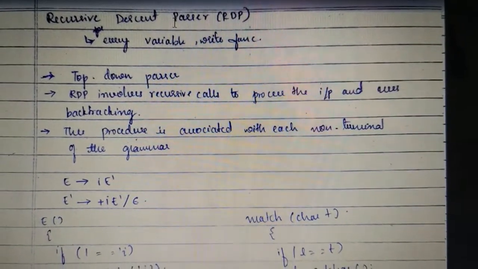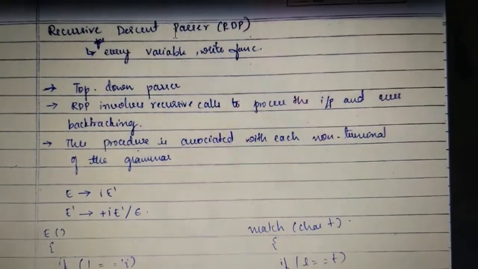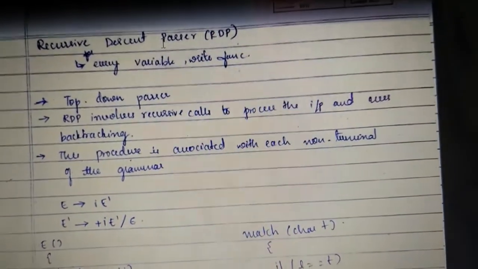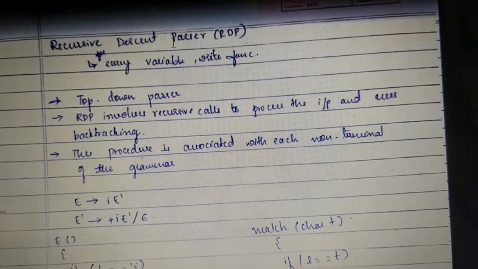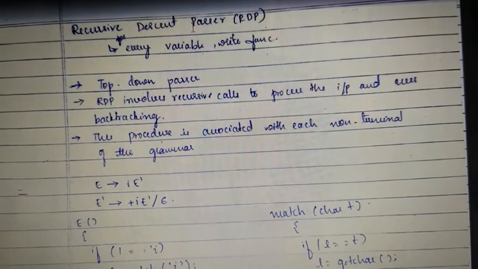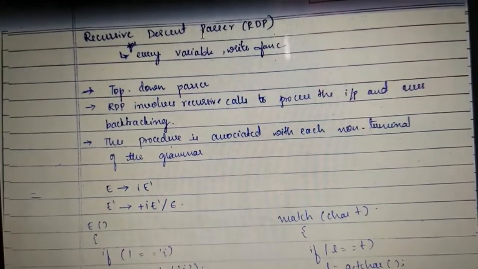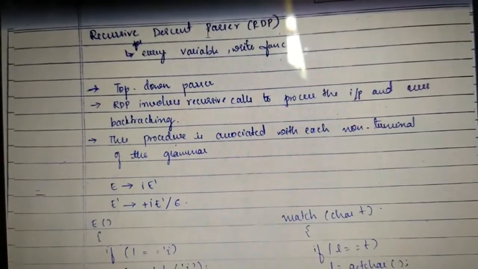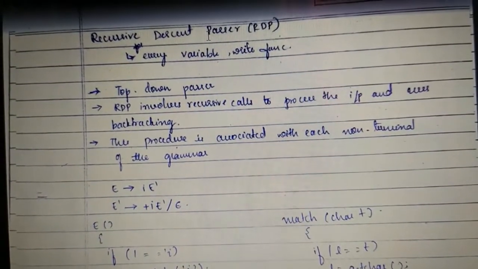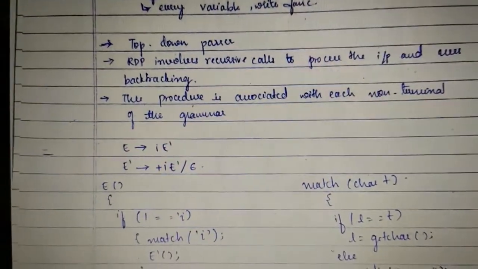So the first type of top-down parser is recursive descent parser. It is a kind of top-down parser, of course. So what is the speciality of recursive descent parser? There is a procedure for every non-terminal that is present in the production. For every non-terminal in the productions, there will be a function call. Okay, let's see an example here.